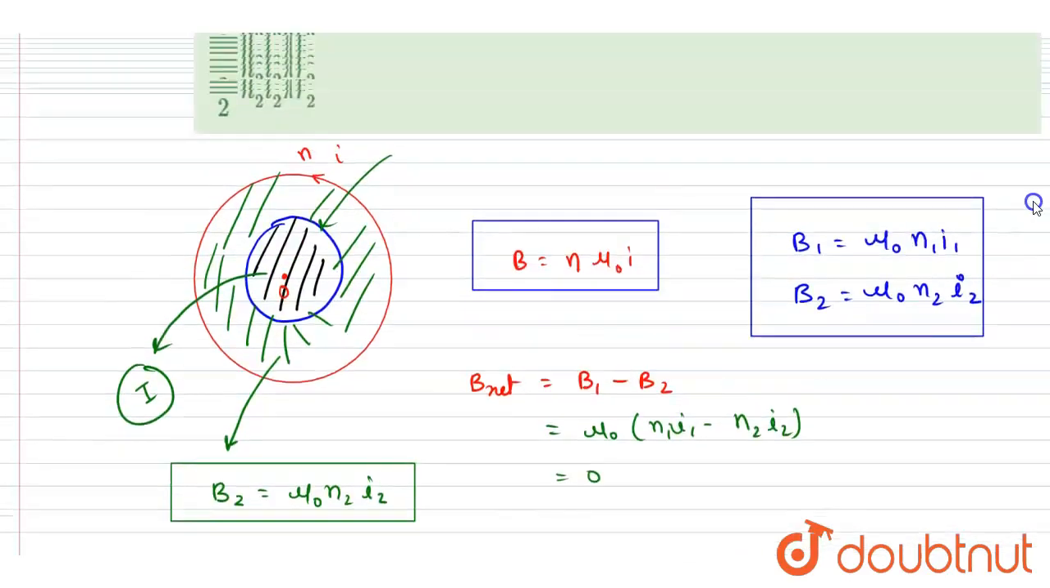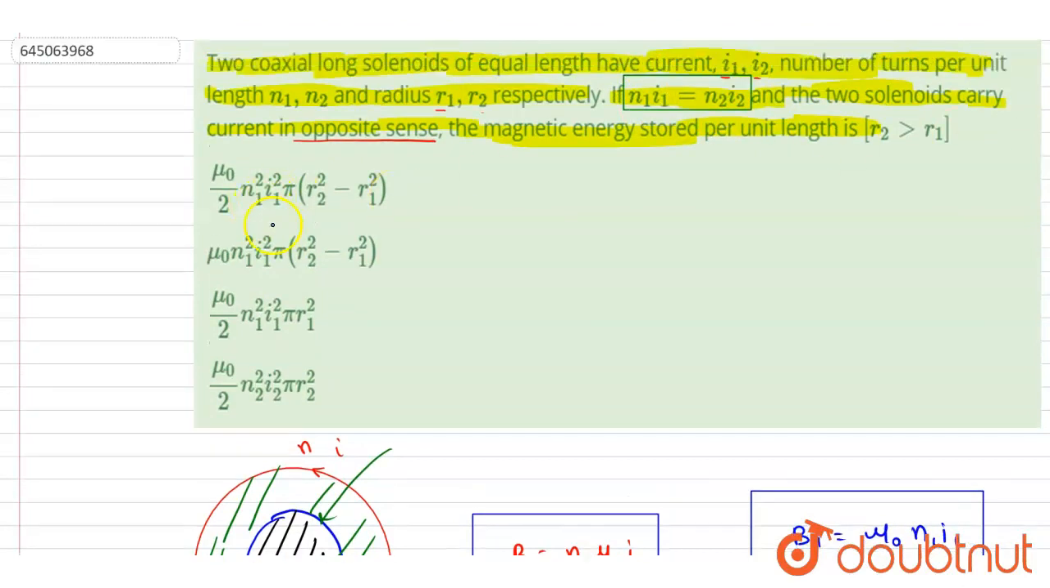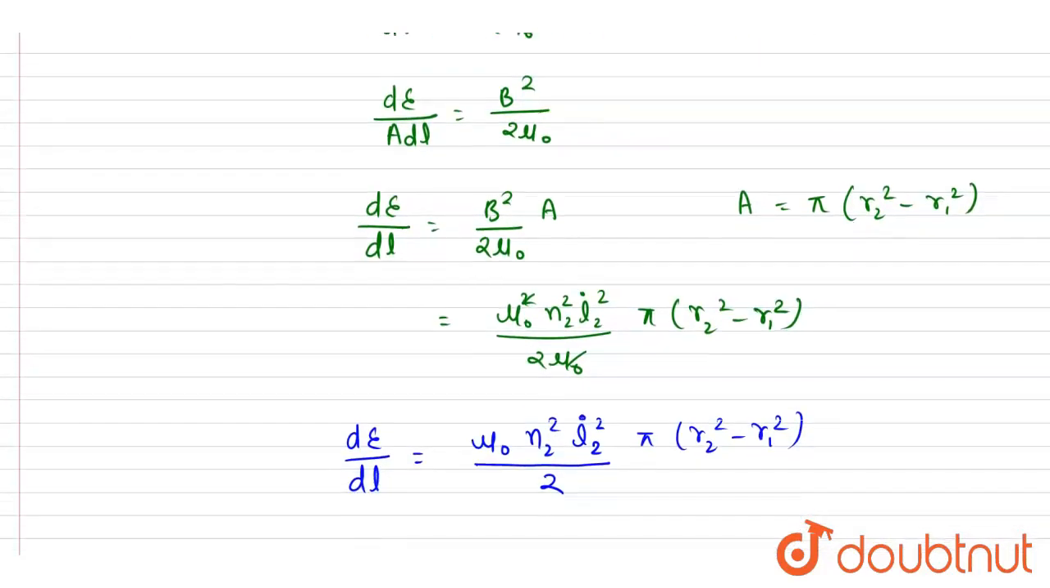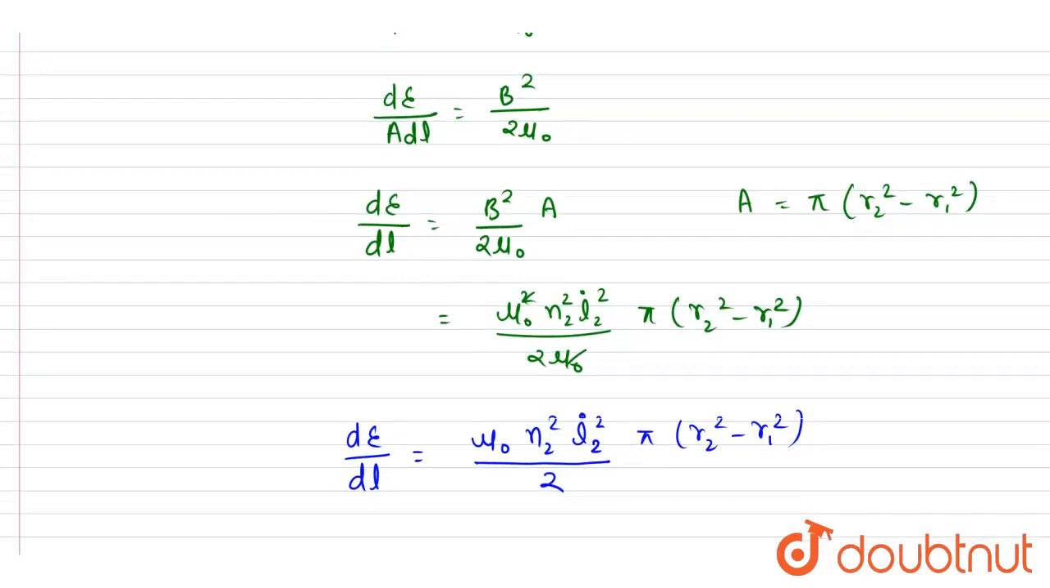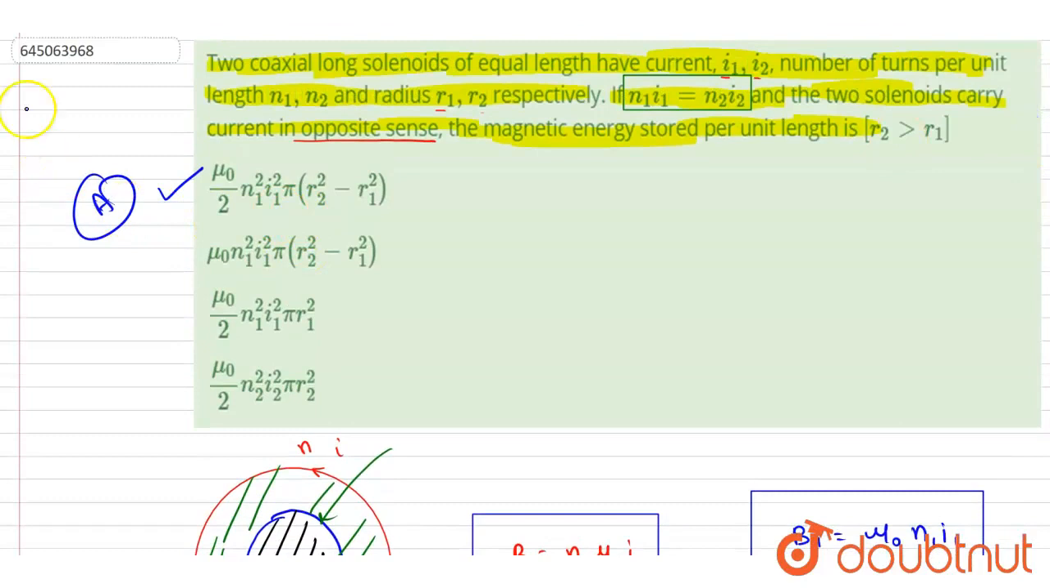Now you can check for the options. It is given that N1 I1 is equal to N2 I2, so we can also write N1 I1 in place of N2 I2. So you can see here that A is the correct option. We already got that, after calculation: mu naught by 2 N2 square I2 square pi (R2 square minus R1 square). So this will be the answer of this question.